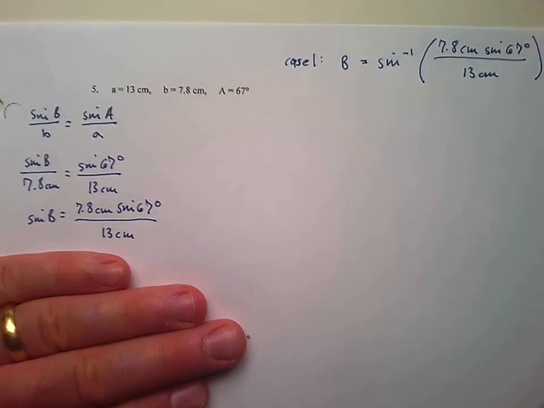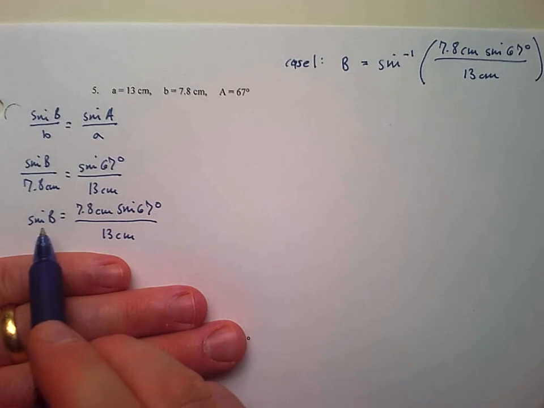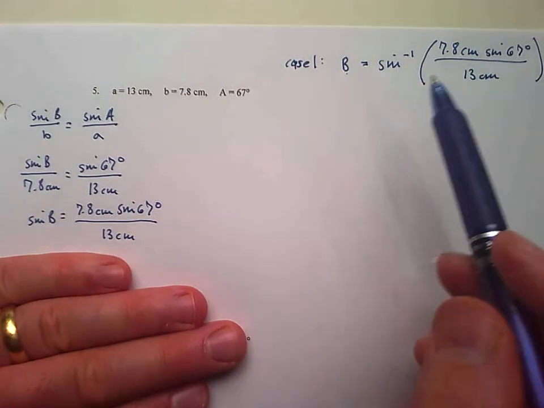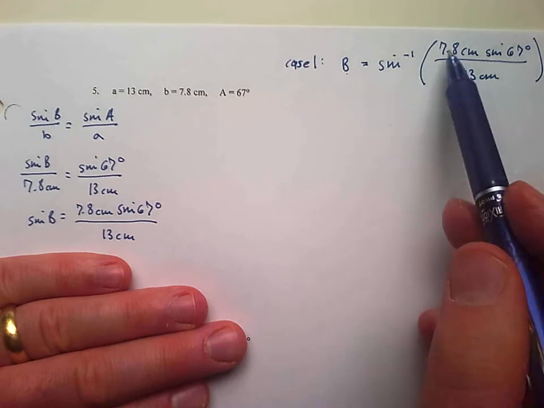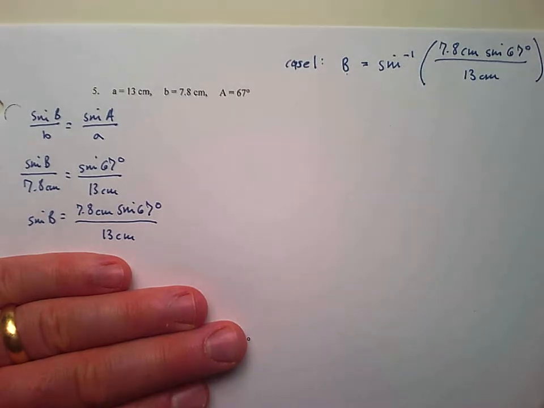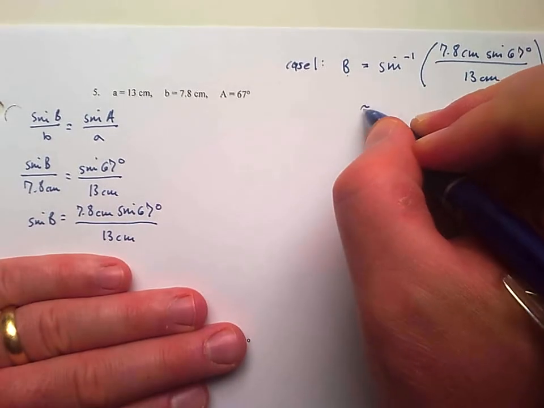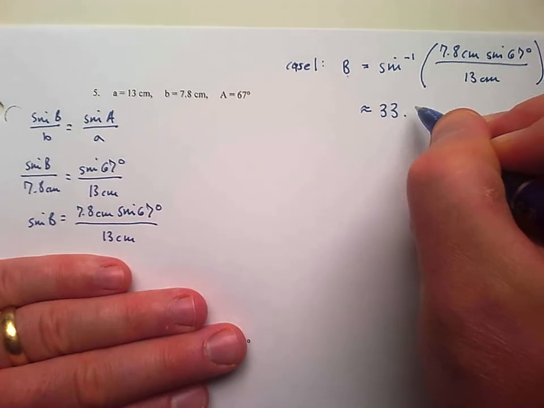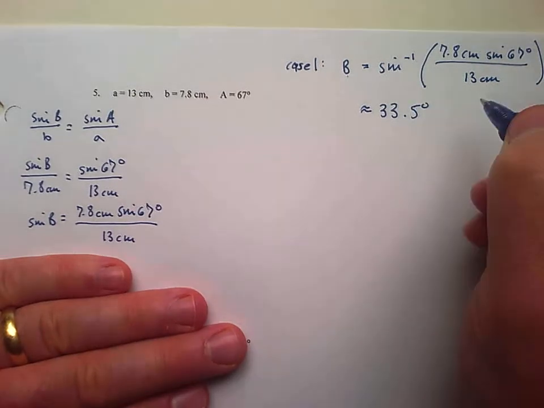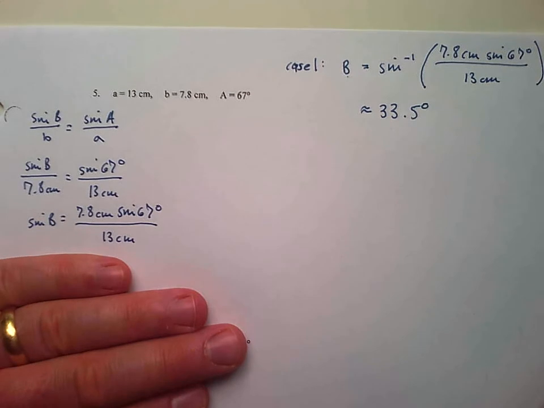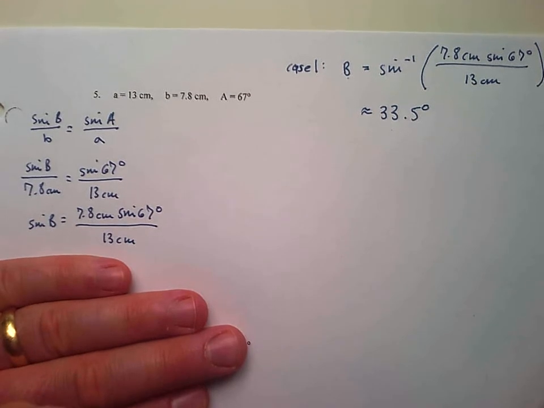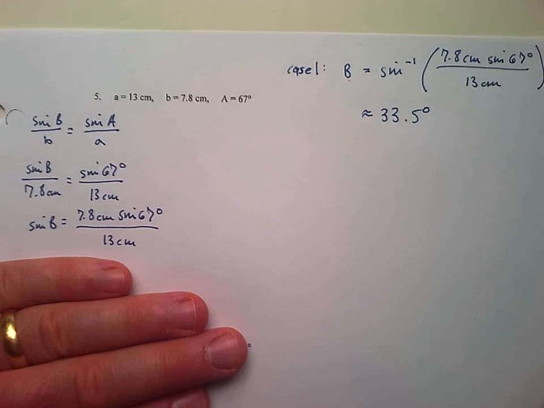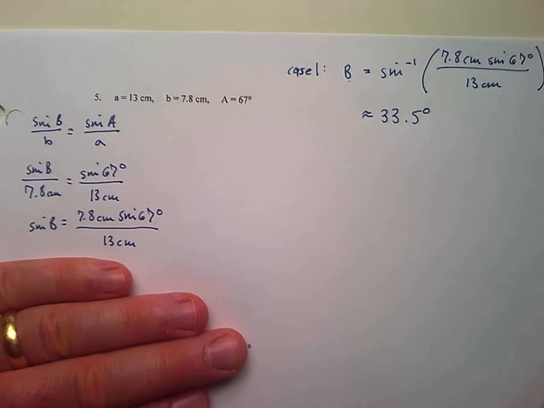And we have this right here. So if you take the sine inverse of the left-hand side, you get just B. If you take the sine inverse of the right-hand side, you get the sine inverse of everything on the right-hand side. If you do this now, you'll see that B comes out to approximately 33.5 degrees. And I highly recommend that you pause the video and give this a chance by yourself to make sure that you can actually get that this comes out to about 33.5 degrees.